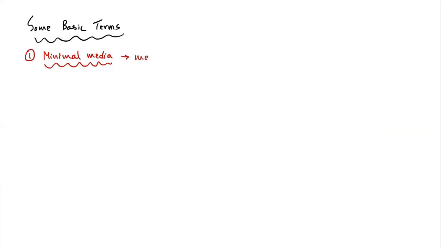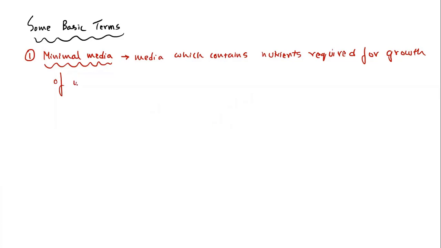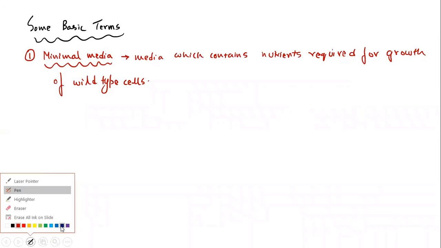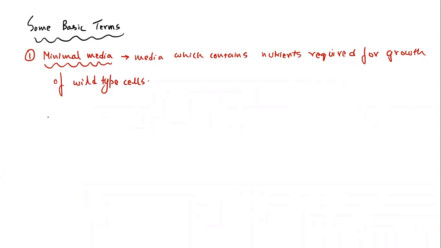So how to define minimal media? Media which contains the nutrients required for growth of wild type cells. So media which contains the nutrients for the growth of wild type cells is called what? Minimal media. What do you call it? It is called minimal media.